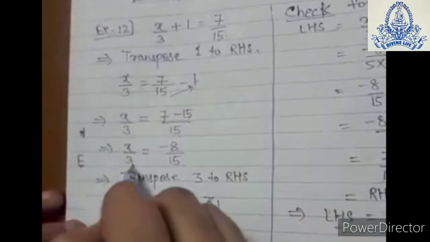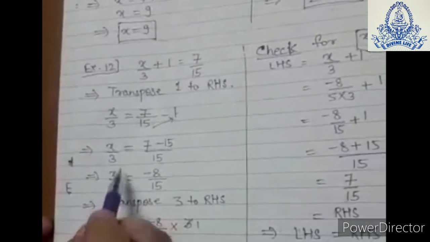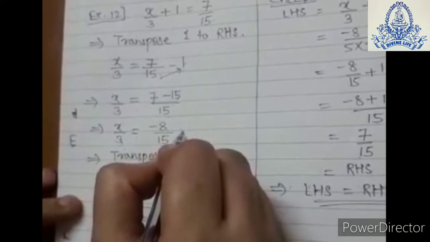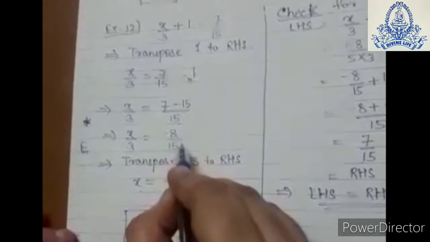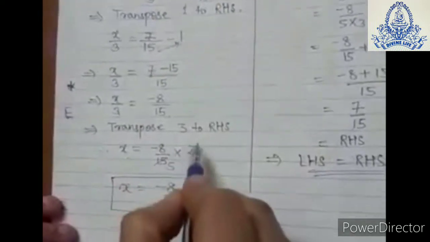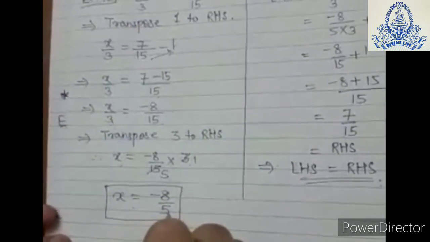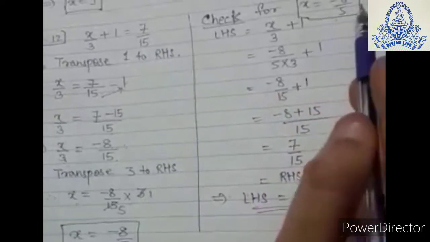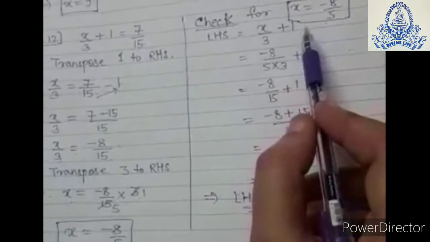Now again we will transpose this 3 to RHS. Here on LHS it is in the denominator, so while going to RHS it will shift to the numerator. So x is equal to minus 8 upon 15 multiplied by 3. So 3 fives are 15, so the value of x is minus 8 upon 5. Now we have to check whether it is right or not. Now how to verify that? Obviously LHS should be equal to RHS.